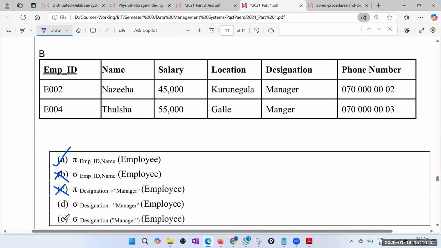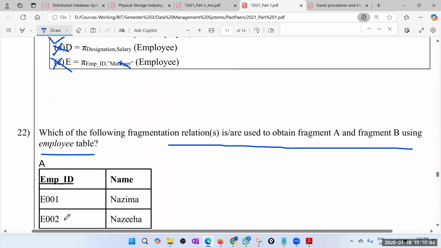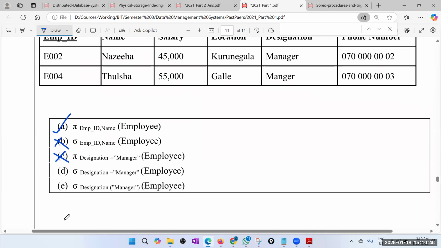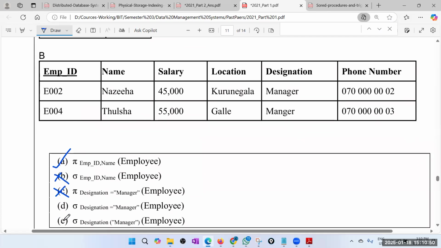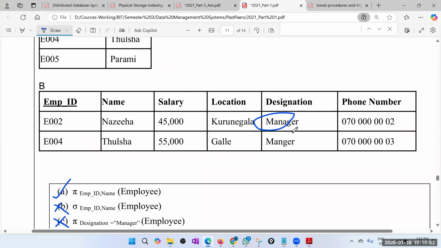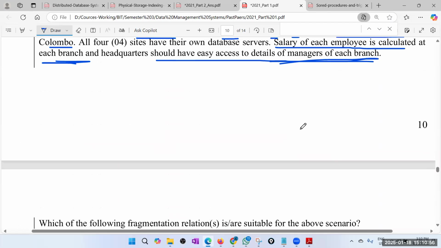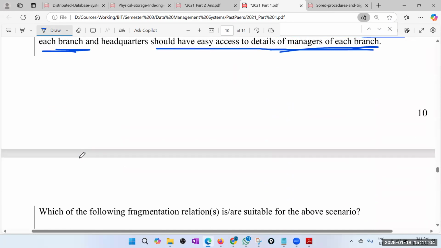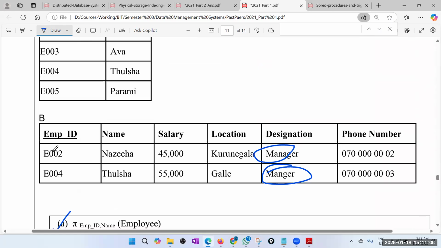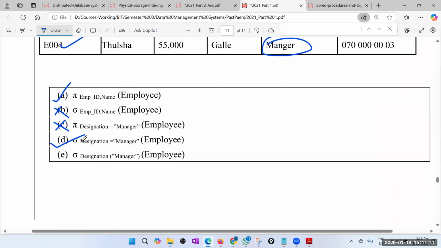D. Sigma designation is equal to manager from employee. Then check: are there only managers here? All the fields are there. Yes, there are only 2 managers, E002 and E004. Yes. So that means this is correct.